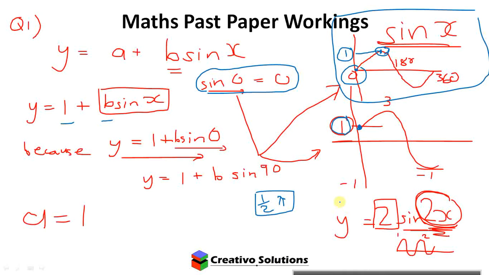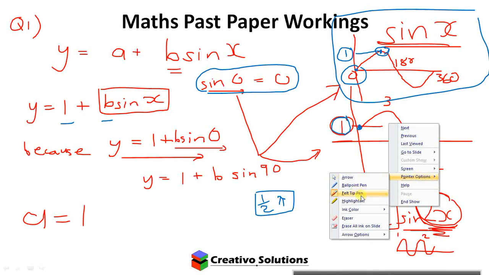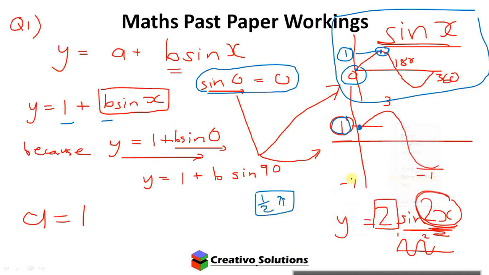Okay, so now I'll go back to my diagram. In this question, what did they give you? Well, they gave you this point. This point was a half pi radians. A half pi is the same as 90 degrees. So when I substitute sine 90, I should get 1. Do I get 1? No, I get 3.